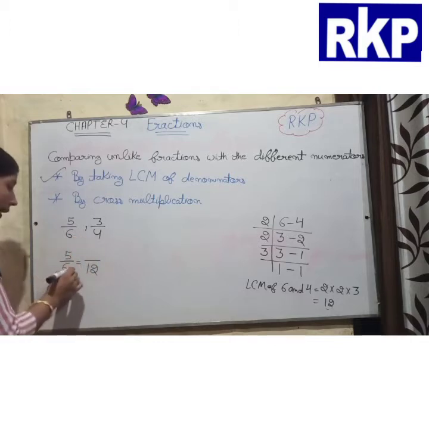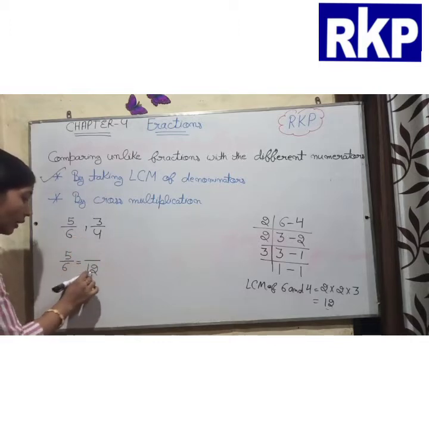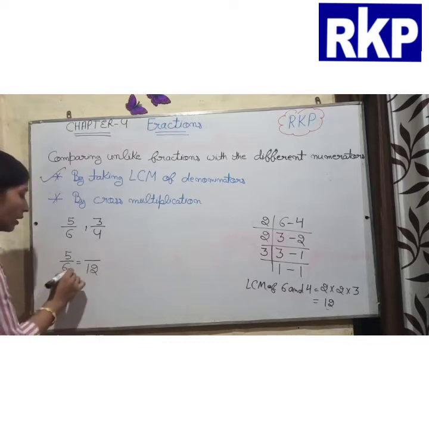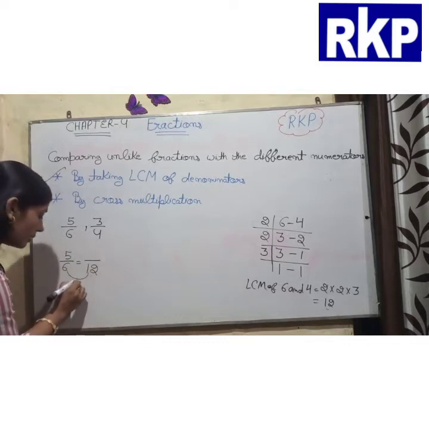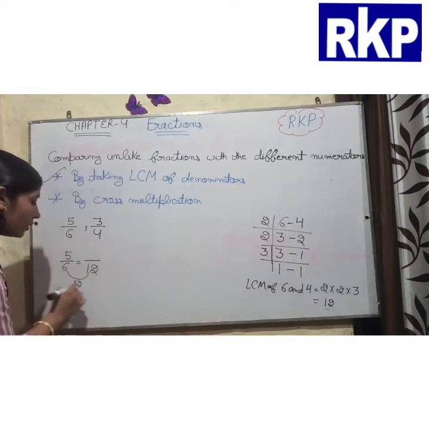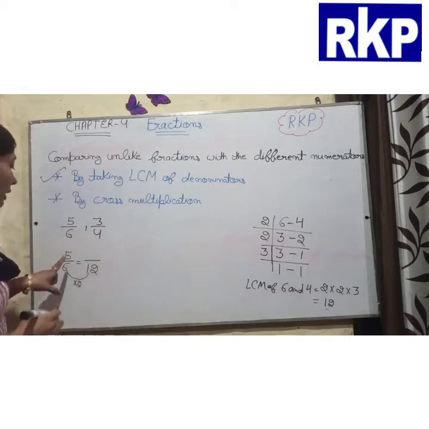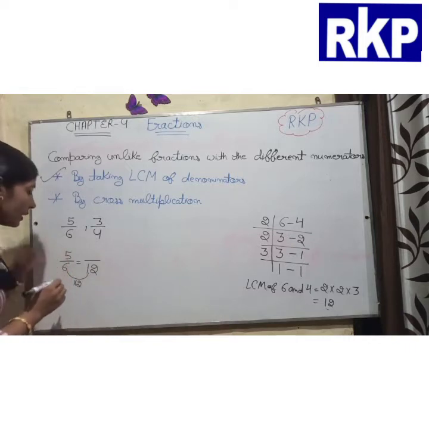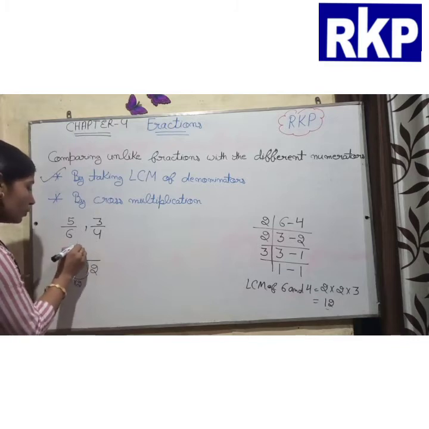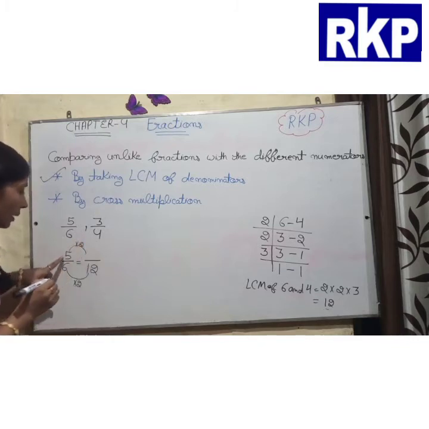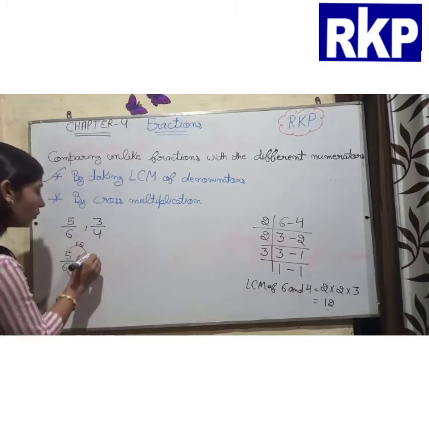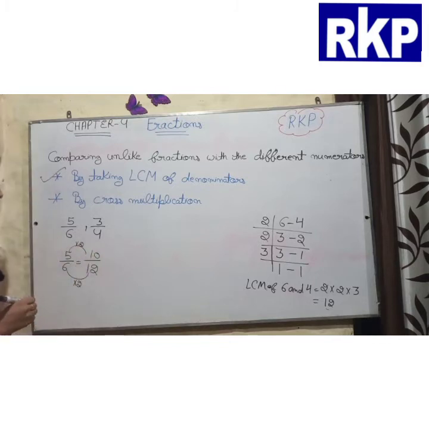So let us see how we can get 12 from 6. If we multiply 6 by 2, then we get 12. So we need to multiply the numerator also by 2. If we multiply 5 by 2, we will get 10. Now 10 by 12 is an equivalent fraction of 5/6.